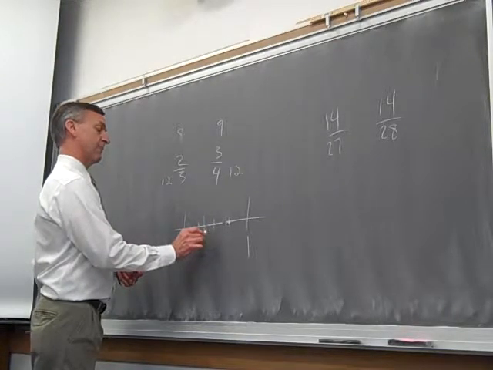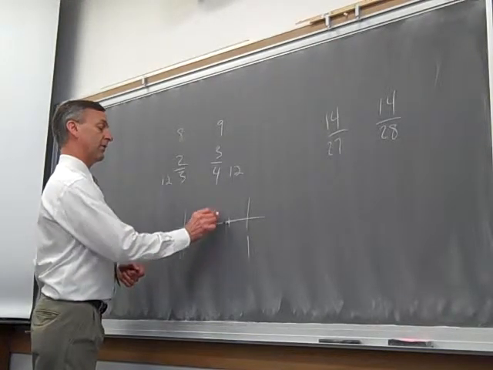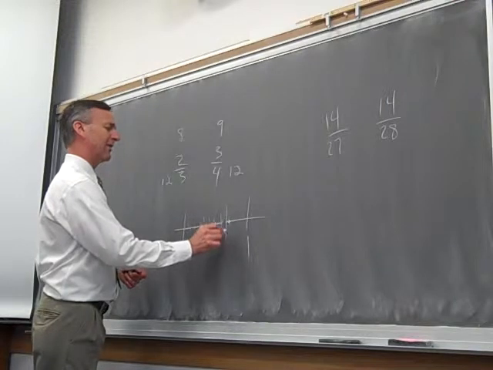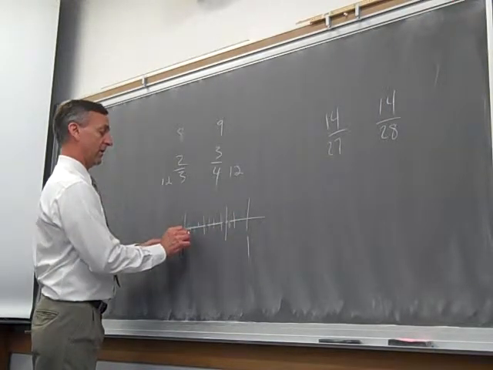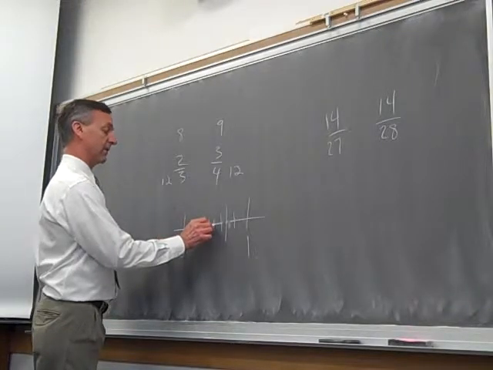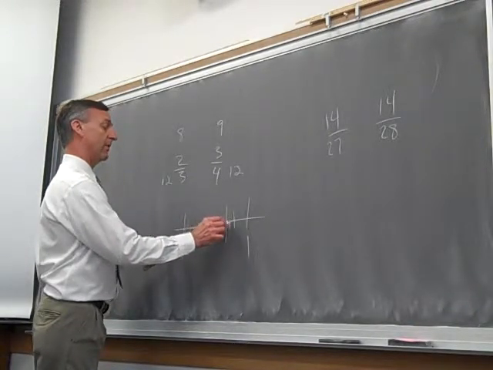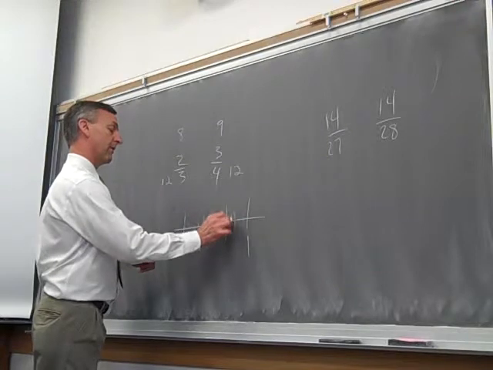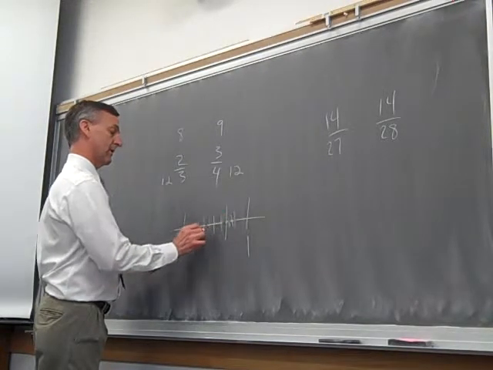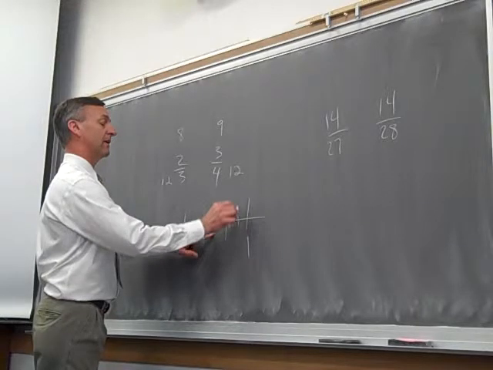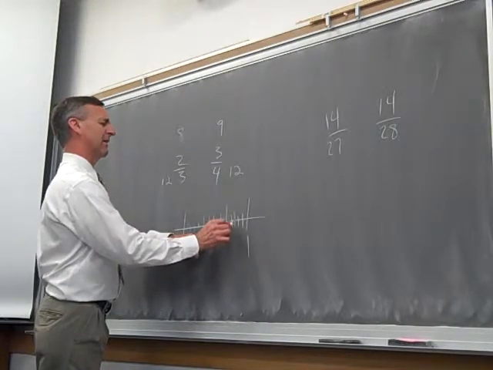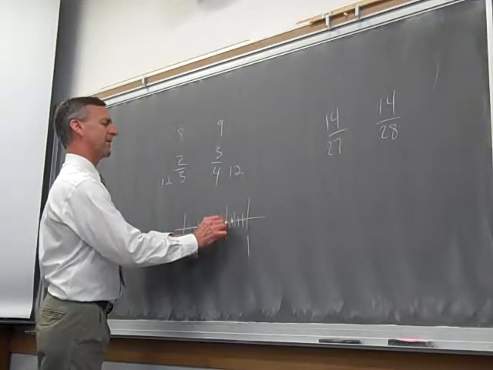Then 5, 6 twelfths, 7, 8 twelfths. And there's 9 twelfths. And wait a second. 1, 2, 3, 4, 5, 6. There's a half. 1, 2, 3. Let's see. 6, 7, 8, 9, 10, 11 twelfths, right? And this one would be our 3/4, and that would be our 2/3.